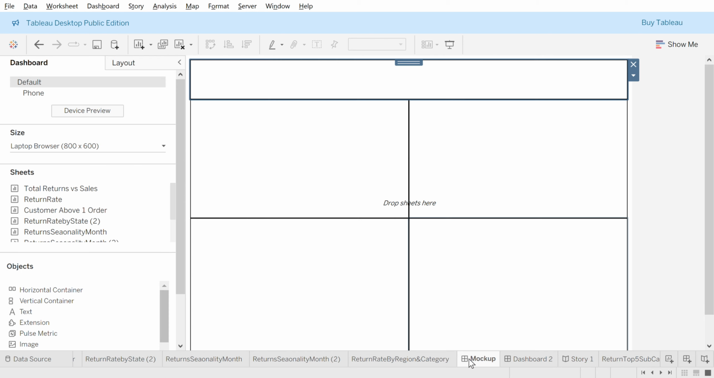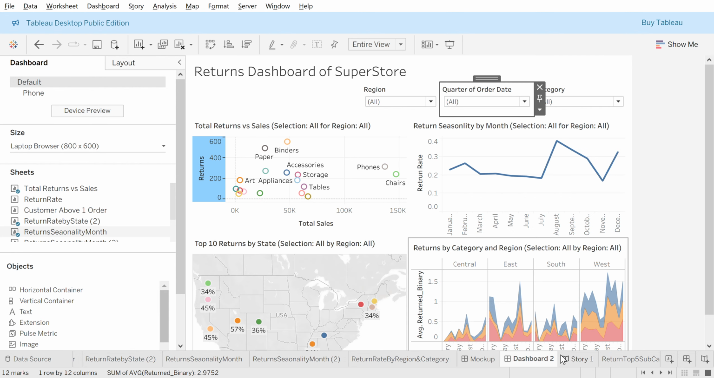This is my mockup. I will also share a couple of other pictures where I prepared this mockup. And based on this mockup, what I decided was that there will be a dashboard title on the top, a few filters on the top, then two visualizations in the middle and two visualizations at the bottom. So this is my dashboard.